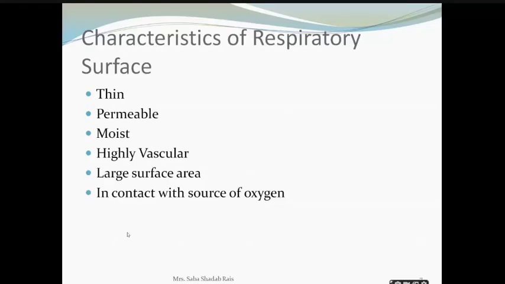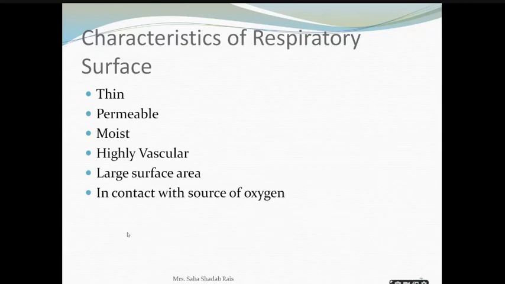now, when we talk about the organ, the surface of the organ must be thin. Why do you think it must be thin? The reason is if it is thin, gas can pass very well. It must be permeable. Note down the term permeable. Permeable means it must allow.